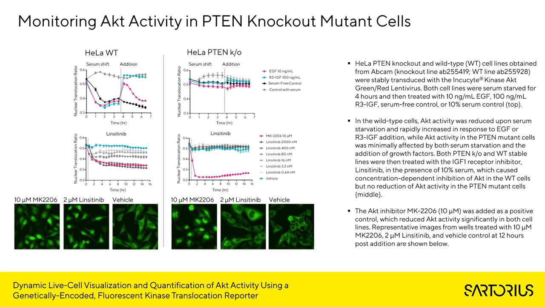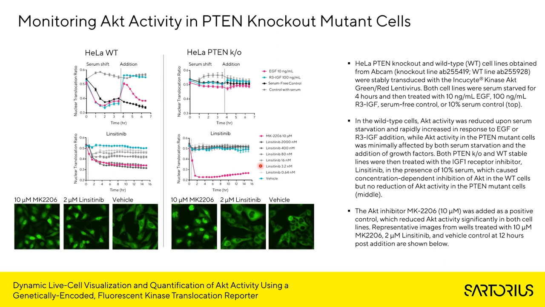In the HeLa wild-type cells, you can see that AKT activity was reduced upon serum starvation and rapidly increased in response to EGF or R3-IGF addition, as we showed previously. While AKT activity in the PTEN mutant cells was minimally affected by both serum starvation and the addition of growth factors. Both PTEN knockout and wild-type stable cell lines were then treated with IGF receptor inhibitor linsitinib in the presence of 10% serum, which caused concentration-dependent inhibition of AKT in the wild-type cells, but no reduction of AKT activity in the PTEN mutant cells.